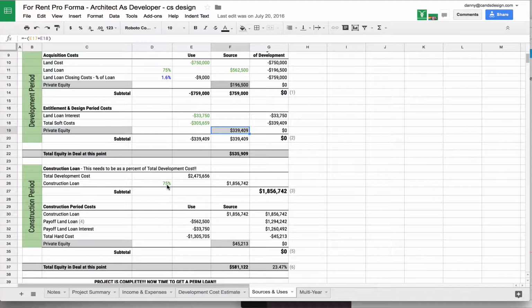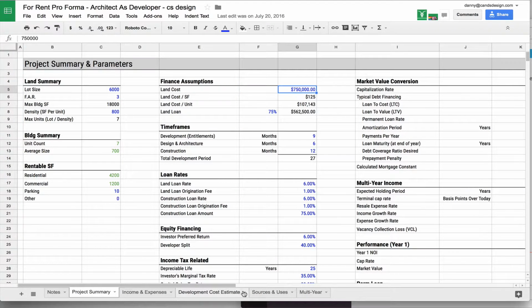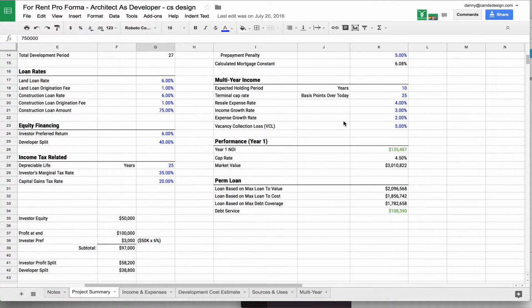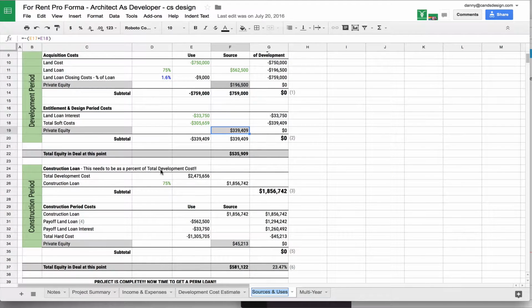Remember, I said that we were going to be getting a construction loan at a 75% value of loan to cost. This is going all the way back to our project summary. Remember where I said the bank was going to be looking at different numbers, either making a loan based on the value of the completed project, making a loan based on the cost, or making a loan based on the debt coverage ratio. And in this example, I'm doing it as a percentage of the total development cost, which means that you can get a loan for $1.8 million. And that obviously is not going to be enough.